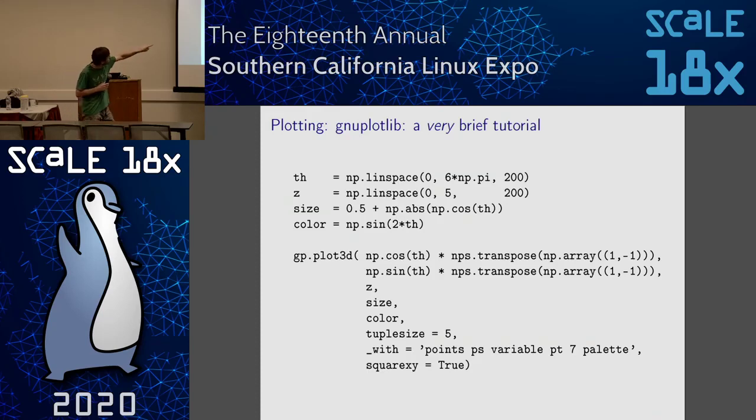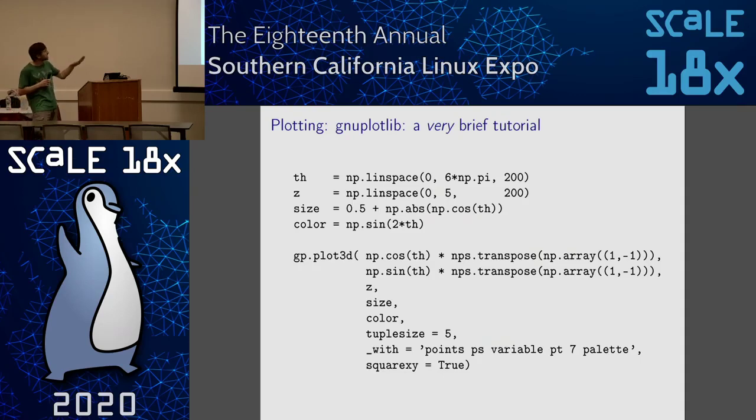The first two: cosine of theta is a one-dimensional row vector. NP array of 1, minus 1 is also a row of 2, but I transpose it, so it's actually a column vector. So cosine times the transpose of array 1, minus 1 is a matrix of 2 rows, the first one being cosine, the second one being minus cosine. I do the same thing for the sine, this thing broadcasts, I get two different spirals, and that's it.